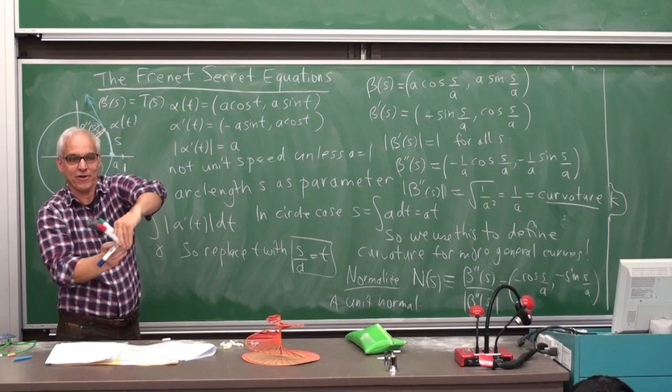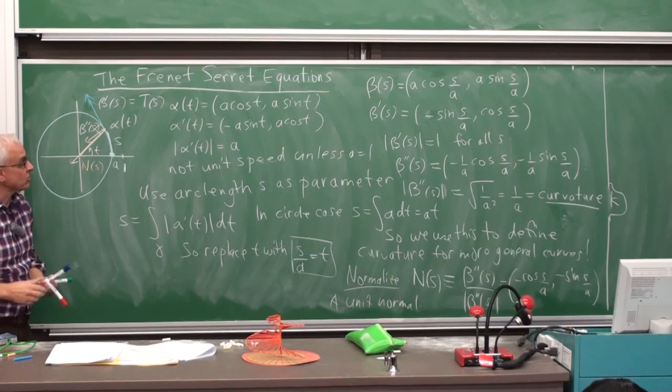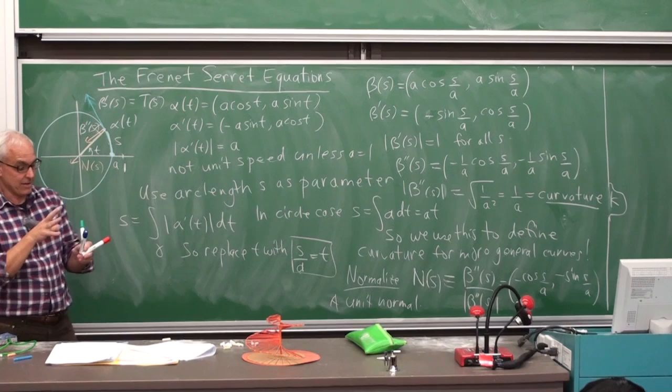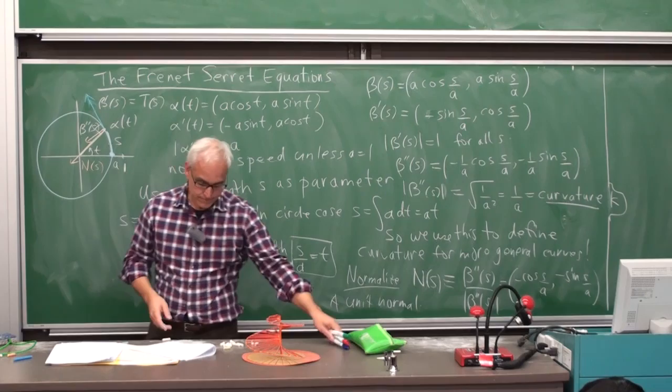And the Frenet-Serret equations tell us how these three vectors are changing. They give us very precise formulas involving the curvature and this other quantity called the torsion that allow us to completely control what's happening in this unit speed case. All right, so that's what we're going to do.